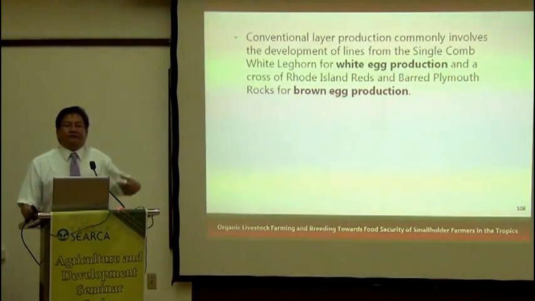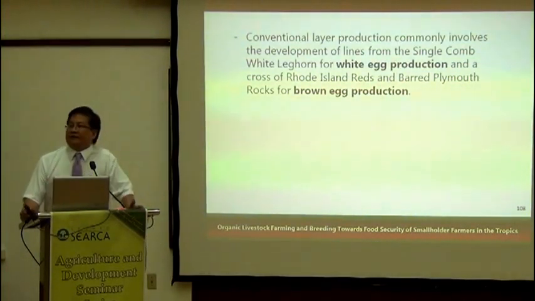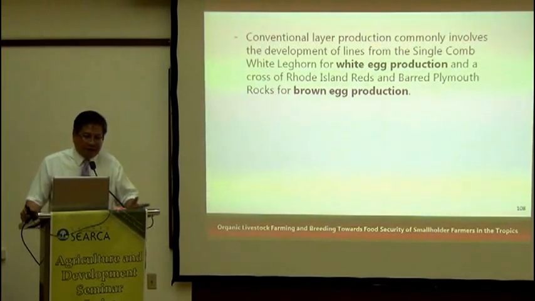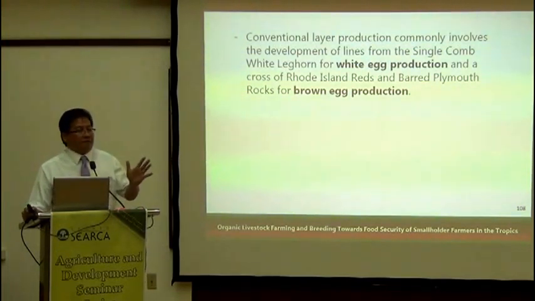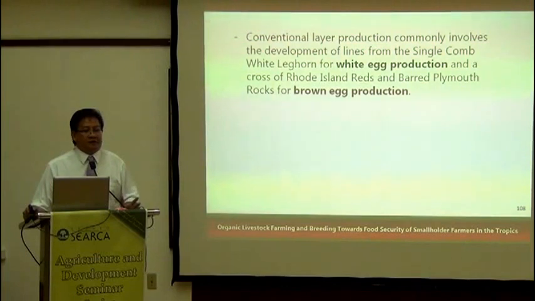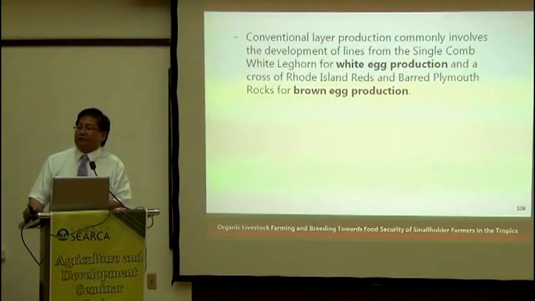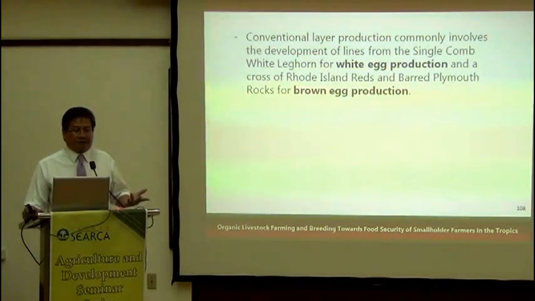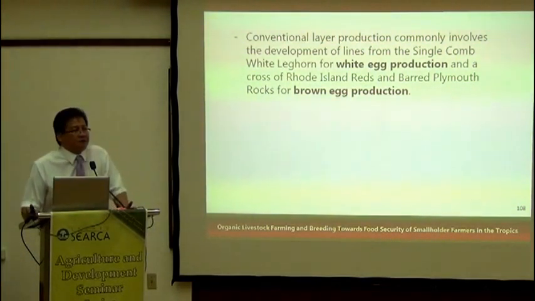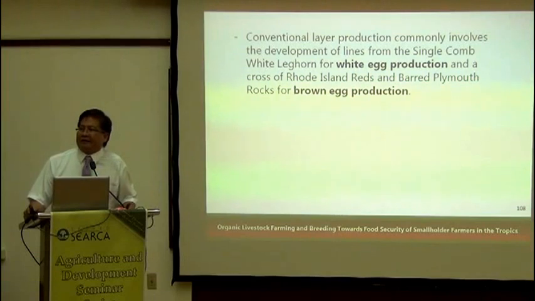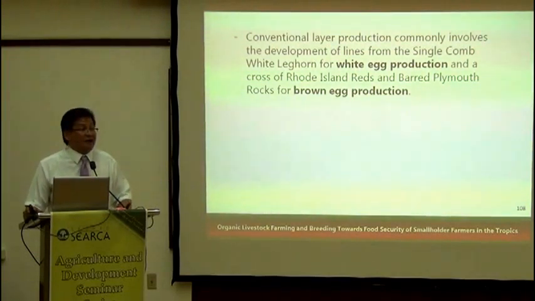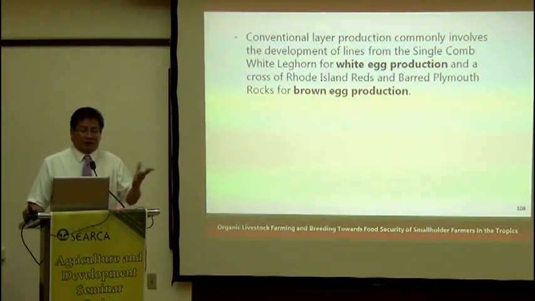Now for the layers, for the eggs, it's a different story. Conventional layer production involves the development of lines coming mainly from the single comb white Leghorn, especially if you're to produce white eggs. For those intending to produce brown eggs, usually it's a cross between the RIRs or the Rhode Island Reds, and then the Barred Plymouth Rocks, the BPRs. You end up with the brown eggs.